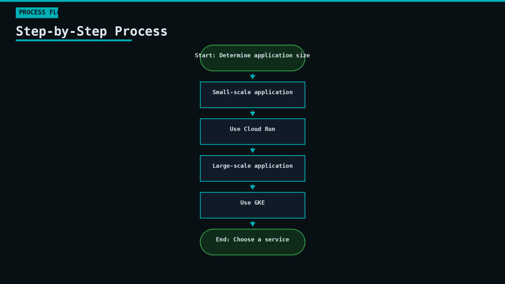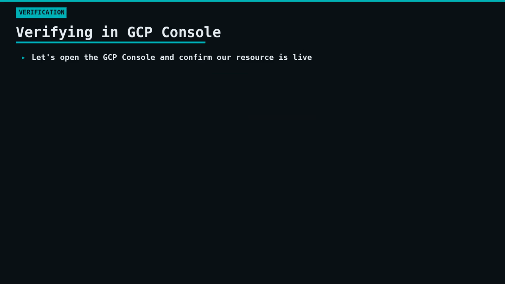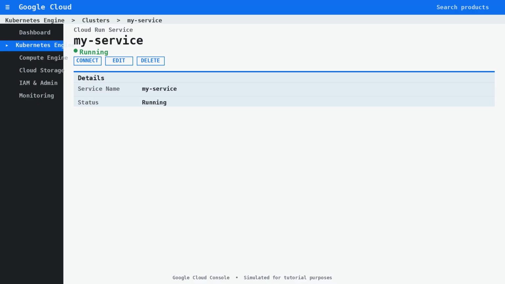Let's verify that our application is running on Cloud Run and GKE. We can use the Google Cloud Console to check the status of our services. For Cloud Run, we can check the service logs to see if our application is running. For GKE, we can check the cluster nodes to see if our application is deployed.